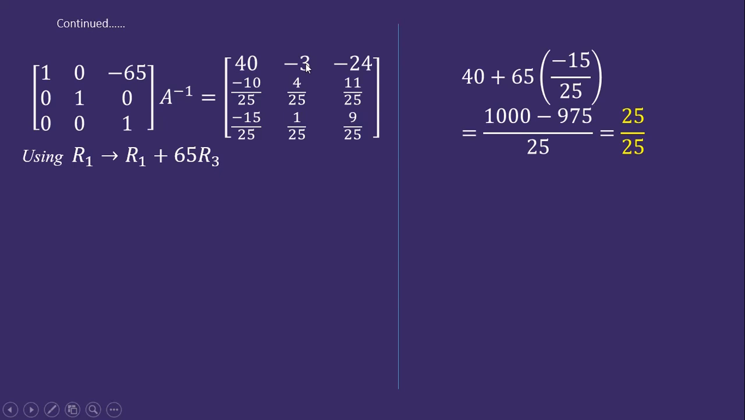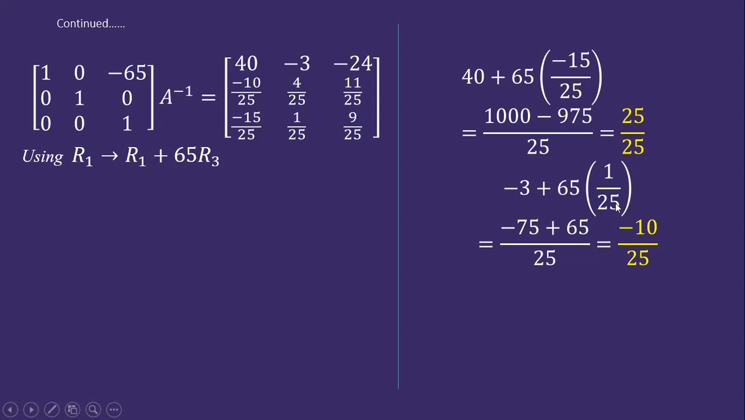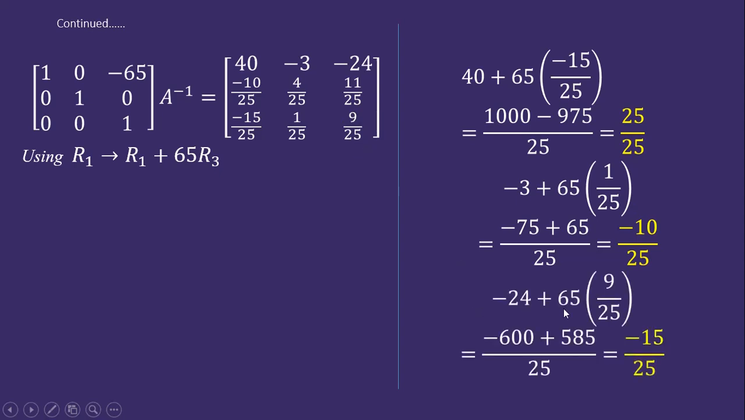Now minus 3 plus 65 into this. Minus 3 plus 65 into 1 upon 25. This calculation gives minus 10 upon 25. Now minus 24 plus 65 into 9 upon 25. We write here minus 24 plus 65 into 9 upon 25. This calculation gives minus 15 upon 25. So now in place of the first row, we get these three elements: 25 upon 25 in place of 40. In place of minus 3, we write minus 10 upon 25. In place of this minus 24, we write minus 15 upon 25.